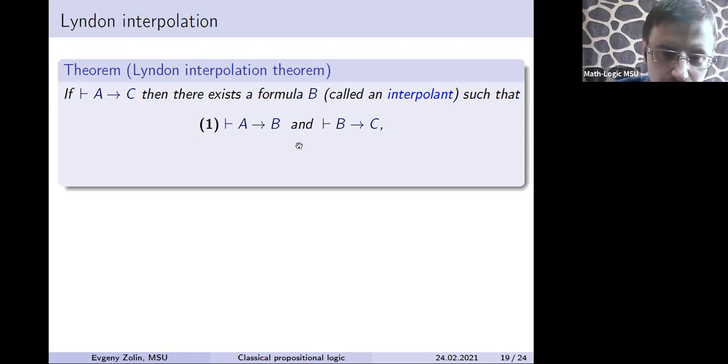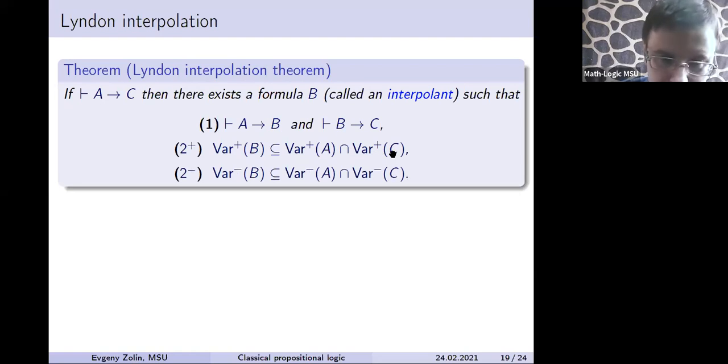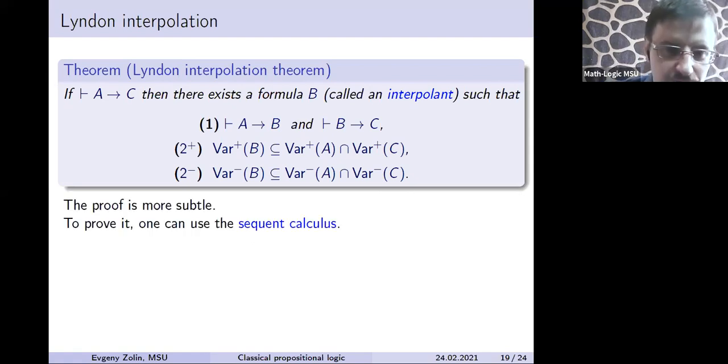But some variables are positive here in B and some are negative here. And we will require that the positive variables from B are those that are positive in A and positive in C. And similarly for negative. So this is a stronger requirement, therefore a stronger theorem. But we will not prove it here because we need to be more careful about positive and negative occurrences. And to prove this theorem, for example, you can use a sequent calculus.